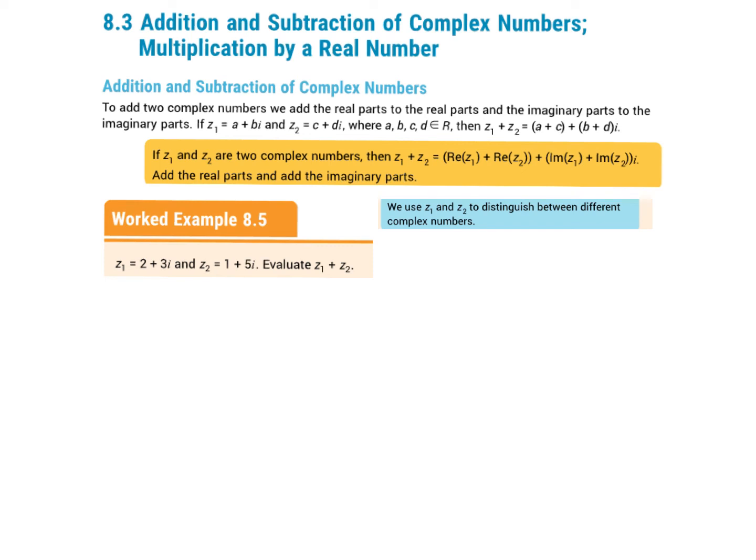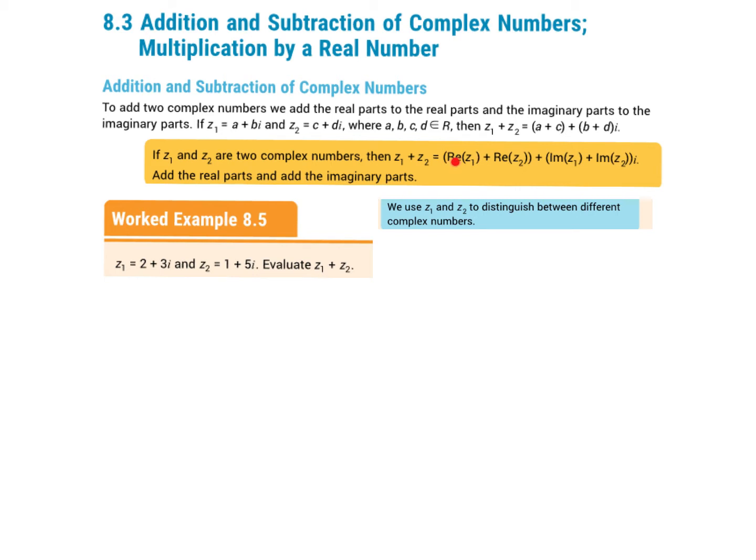Hi guys, in this video we're going to look at the addition and subtraction of complex numbers and a bit of multiplication as well. We normally label complex numbers with the letters Z1, Z2 and sometimes W. If we add two complex numbers together, Z1 and Z2, then we have Z1 plus Z2, easy enough.